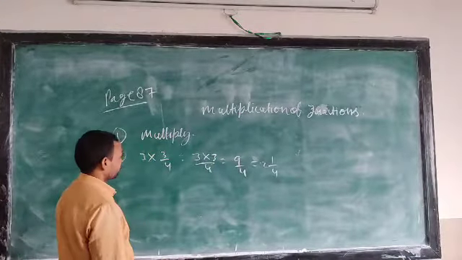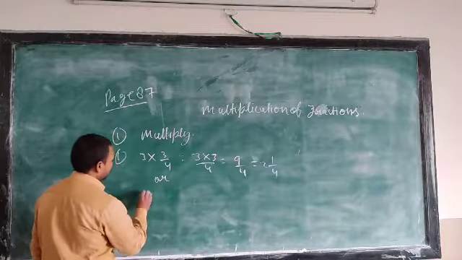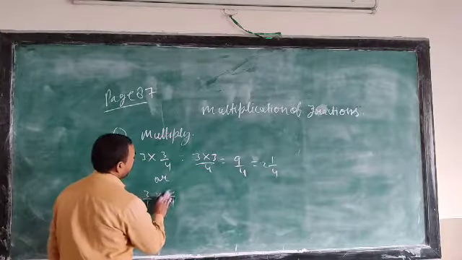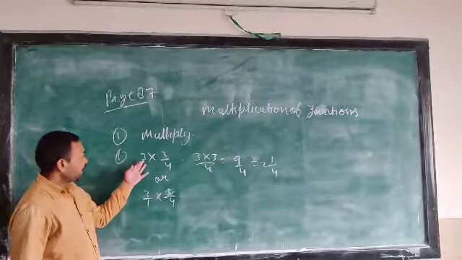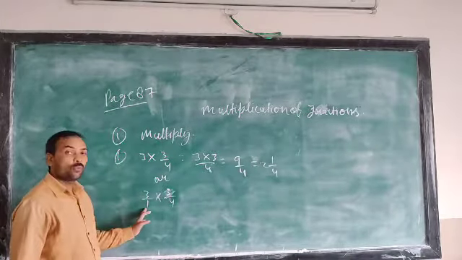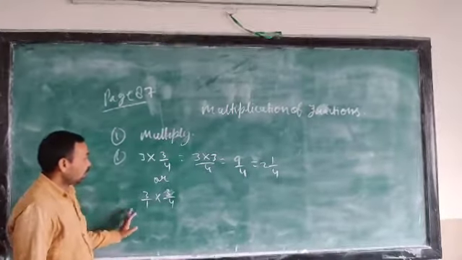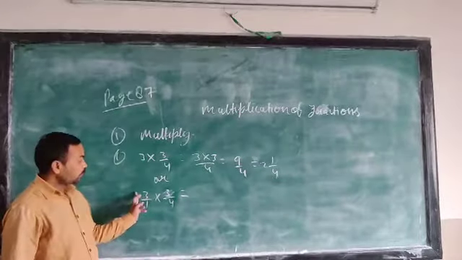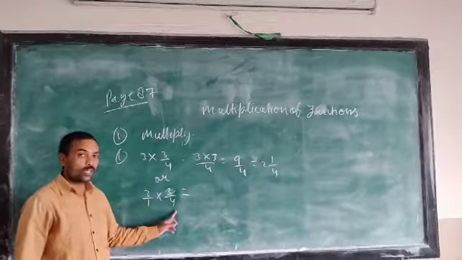Another way is there. 3 can be written as 3 by 1, times 3 by 4. Now this question is converted to multiplication of two fractions. Any whole number can be written in fraction form by writing the number over 1. I had already explained. And after that, second step, you have to multiply numerator to numerator and denominator to denominator.